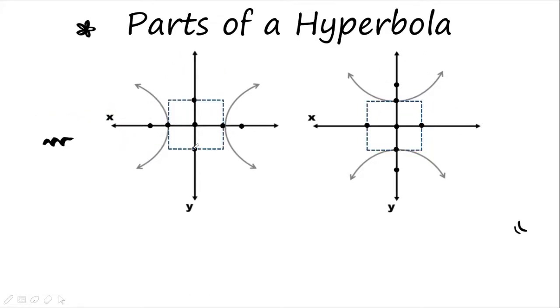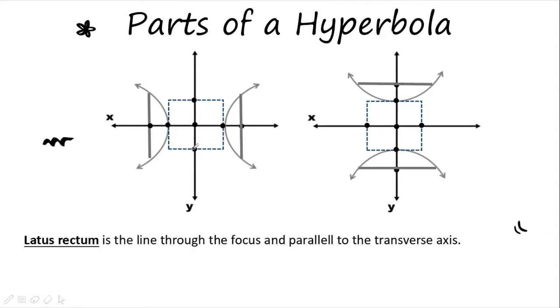Next one, the latus rectum. The latus rectum in a hyperbola is the line through the focus and parallel to the conjugate axis. This is again the chord that passes through the focus. So that's the latus rectum. This is the latus rectum. This is also the latus rectum. And in this graph, this is the latus rectum and this one.